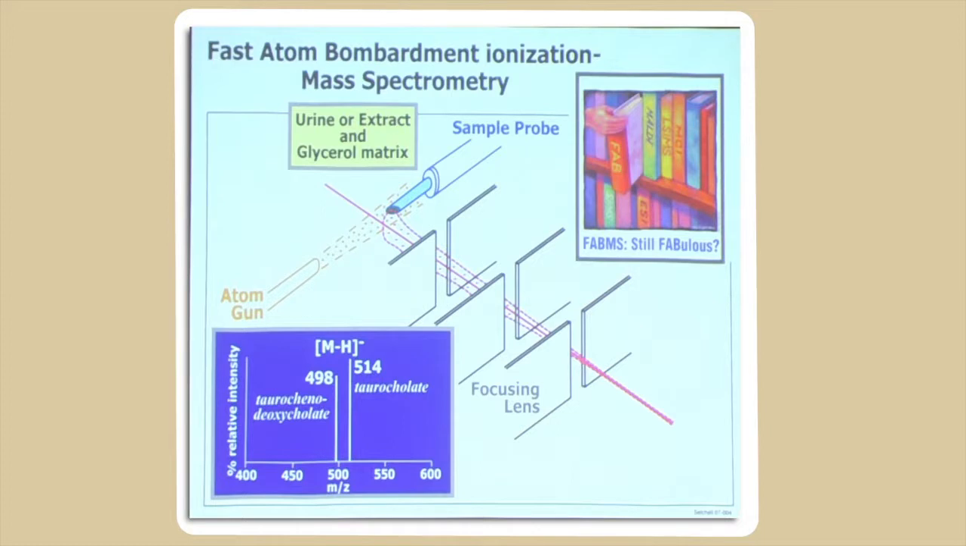The typical pattern that we see: the principle of FAB-MS is basically that you bombard a drop of urine with an atom gun, and then you get a typical fingerprint of that specific defect.